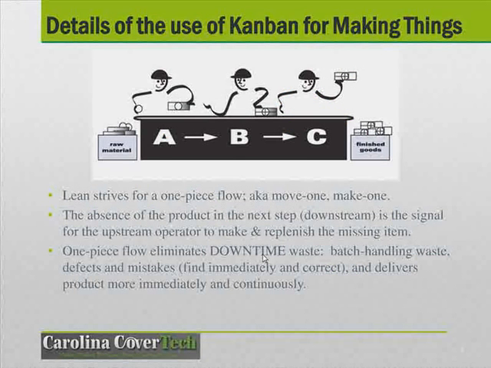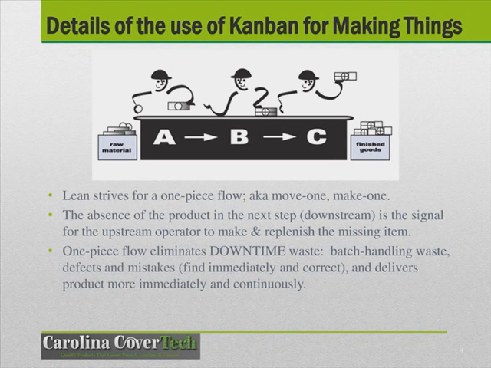Okay, so let's just quickly review Kanban for making things. The lean strives for one-piece flow. That is, we say move one, make one, move one, that idea. The absence of a product in the next step, the downstream, is a signal for the upstream operator to make and replenish the missing item. So this gets us to one-piece flow and eliminates downtime waste. That is the batch handling waste, the defects and mistakes type waste.